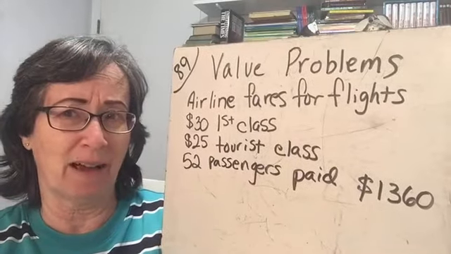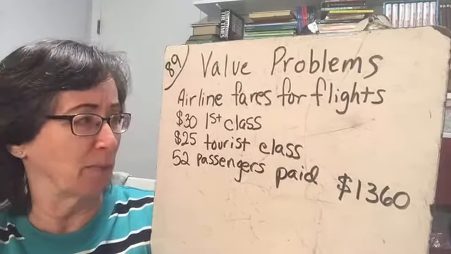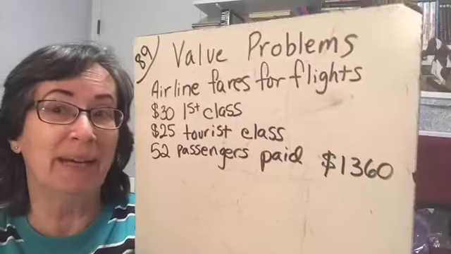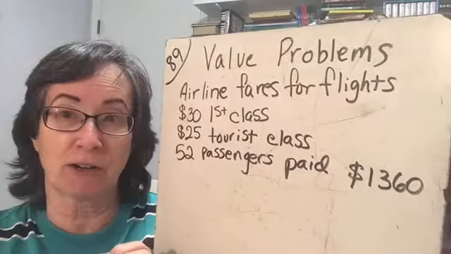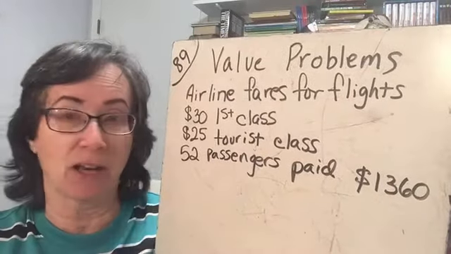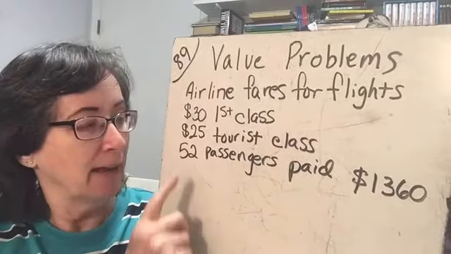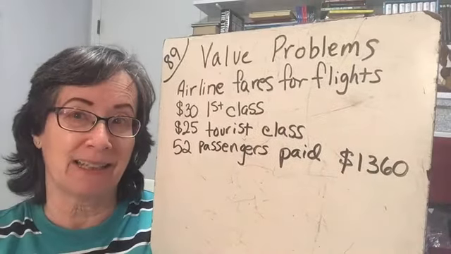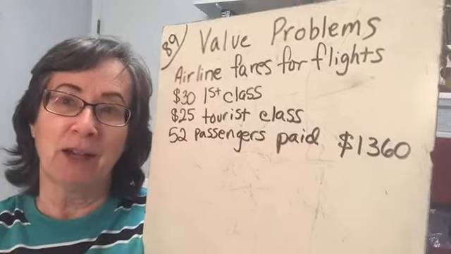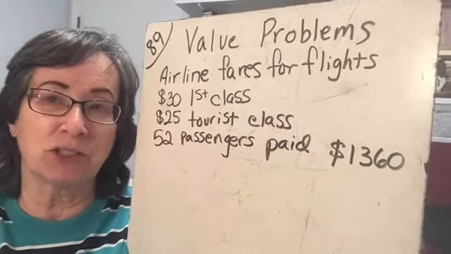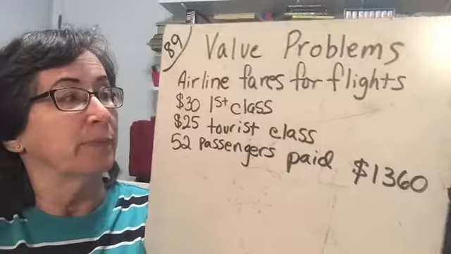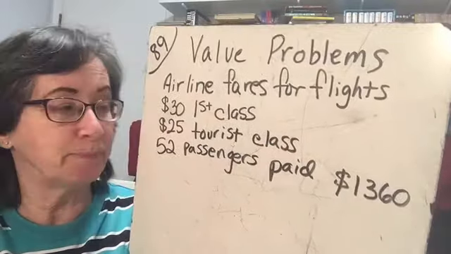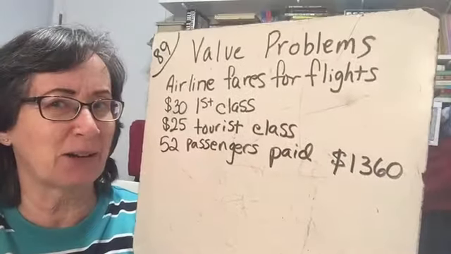Now, these are very nice airline fares. They must only hop between very short cities or something because they are quite the deal, aren't they? But anyway, $30 for a first class seat and $25 for a tourist class seat. 52 passengers paid $1,360. How would we go about finding out how many of the passengers were first class and how many of the passengers were tourist class? Okay, it's really not as hard as it looks.